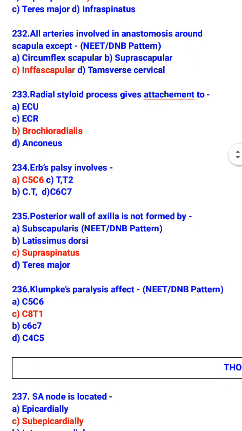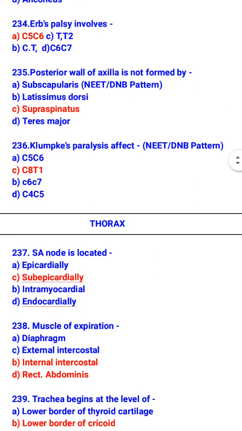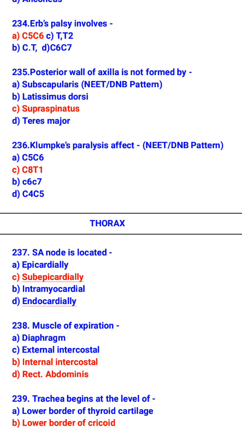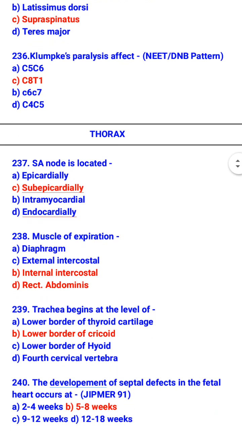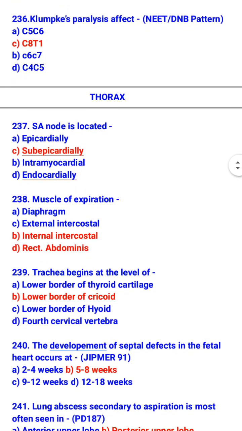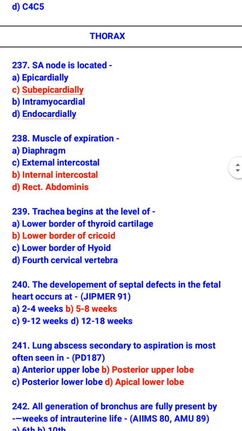Posterior wall of axilla is not formed by supraspinatus. It is formed by subscapularis, latissimus dorsi, and teres major. Klumpke's paralysis affects C8, T1. Thorax: SA node is located subepicardially. Muscle of expiration is intercostal and rectus abdominis. Trachea begins at the level of lower border of cricoid.